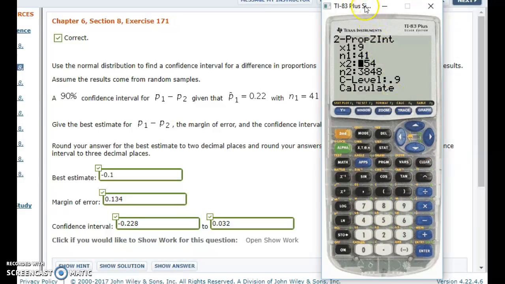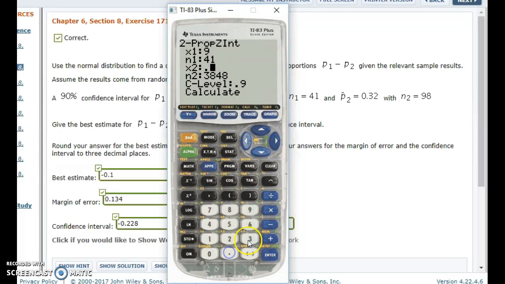And then the second group was 0.32 out of, oops, I don't need it as a percent, I need it as a number. So I times 98. So we're going to have some more rounding here. So I would round that one to 31 out of 98. And they want a 90% confidence interval, so I keep that 90 and say calculate.